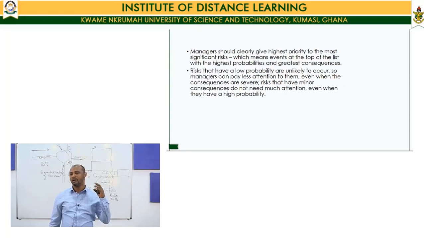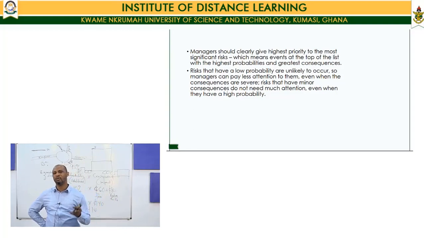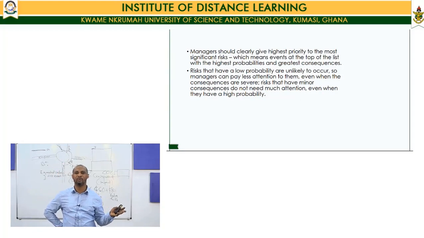So what is expected is that managers should give the highest priority to the risks that are the most significant, especially those that involve lives or significant losses in terms of sales revenue. Now, risks that have a low probability are unlikely to occur, so you pay less attention to them. Even when their consequences are severe, once they are not likely to occur, why do you spend too much time on them?